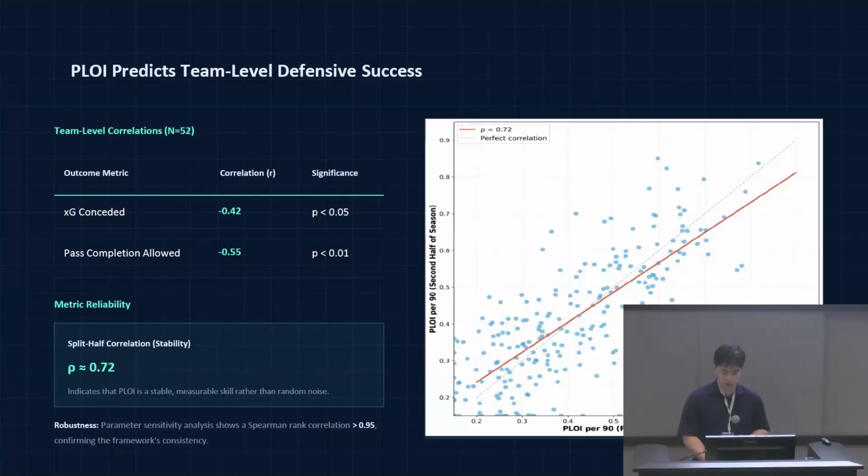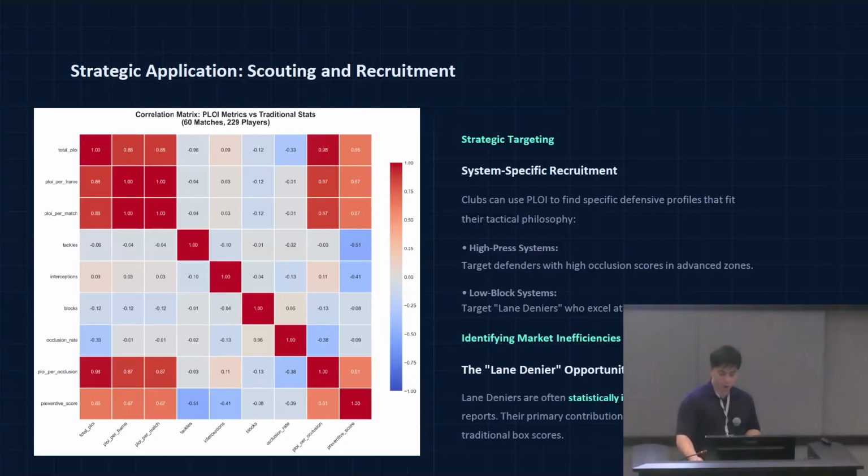Okay, so now that we know what PLOI is and that it's good, what do you actually do with it? I think we're making the point directly in this slide. Lane deniers are often statistically invisible in standard event-based scouting. If you're mostly looking at just tackles, interceptions, and blocks, then the defender whose main value is preventing the pass from ever being attempted can look quiet, because their contribution is literally that nothing happened. What PLOI gives you is a way to measure that invisible value. And once you can measure it, you can use it in 2 practical ways: coaching and recruiting.